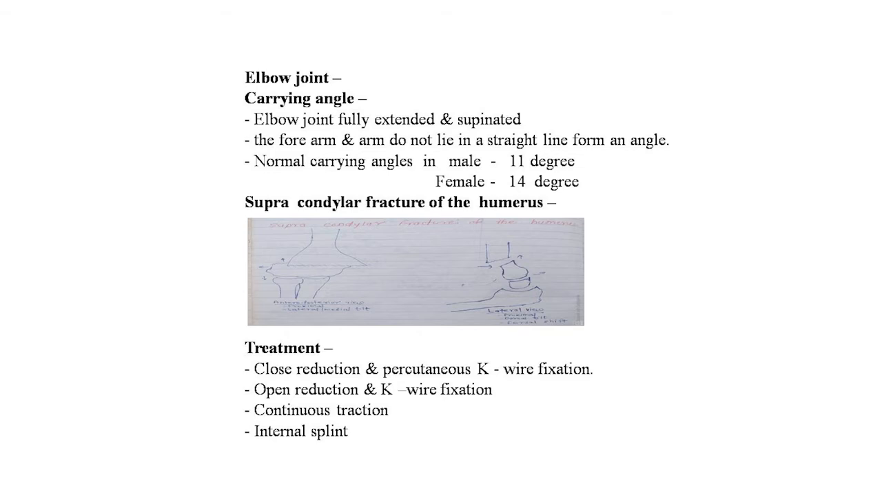Now the treatment of supracondylar fractures of the humerus: closed reduction and percutaneous K-wire fixation, open reduction and K-wire fixation, continuous traction and internal splint.